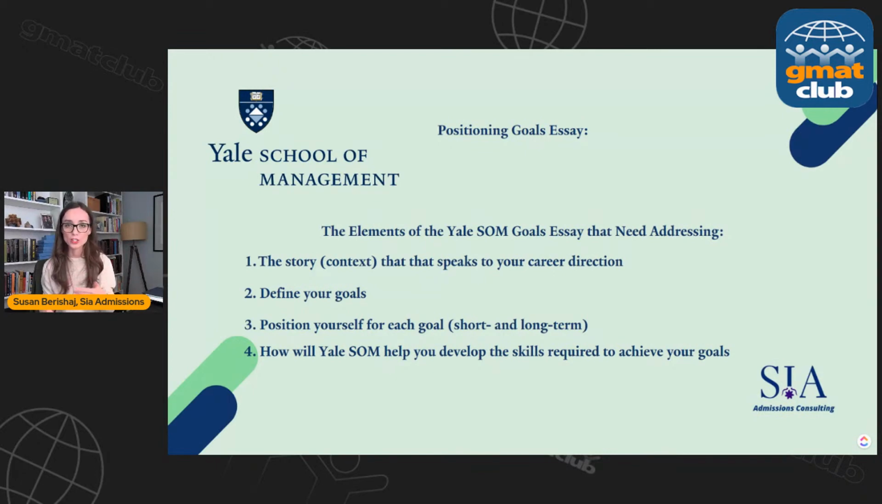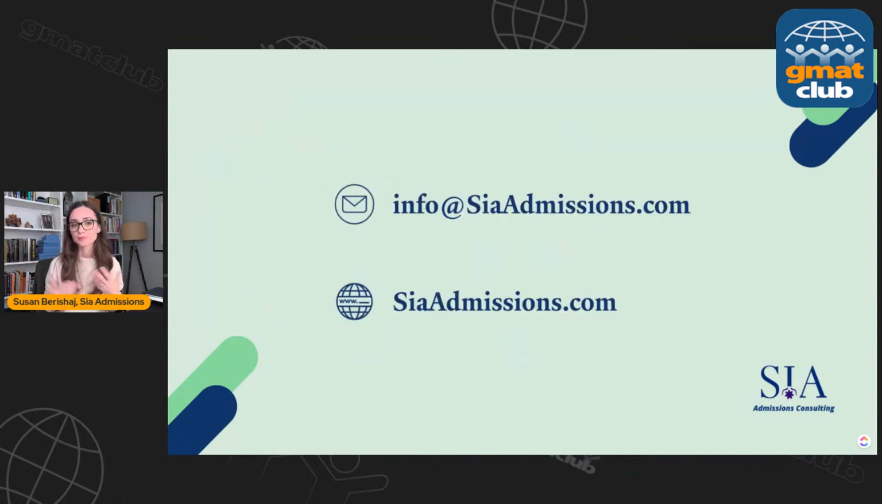What are your goals? What are you looking to impact? How are you looking to impact the world? And how is Yale SOM going to help you get there? Then you look at being more economical with words, making sure that you are more concise in your language, and bring down the word count to the 250 that Yale requires. So hopefully that gives you an idea of how to address these types of goals essays.